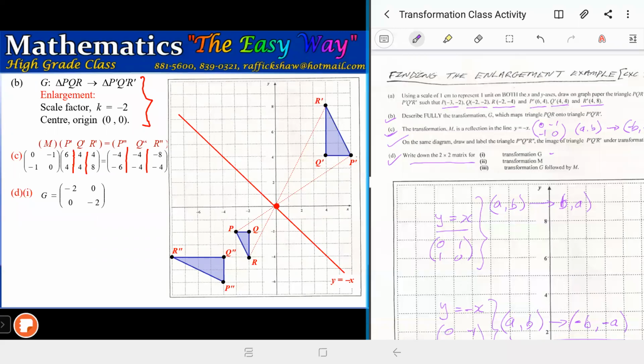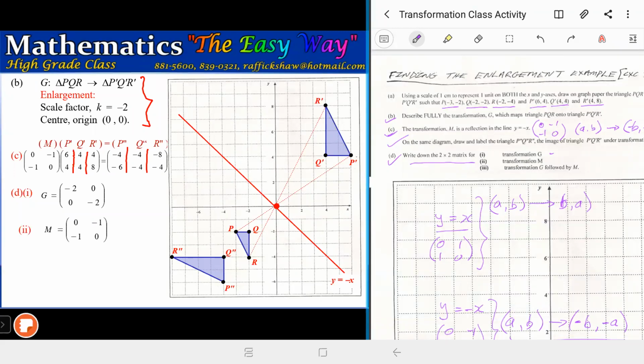Then in part 2, they want us to write down the transformation M. Transformation M is a reflection in the line y equals minus x. We have it here already. See it here? That matrix: 0, -1, -1, 0. You have to know it in order to write it down. Bam. M is 0, -1, -1, 0.